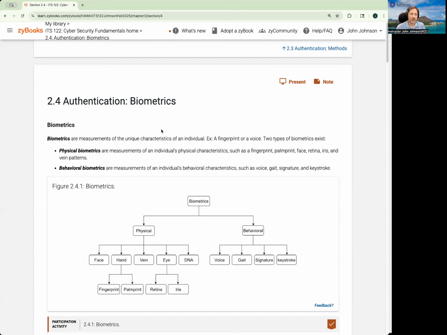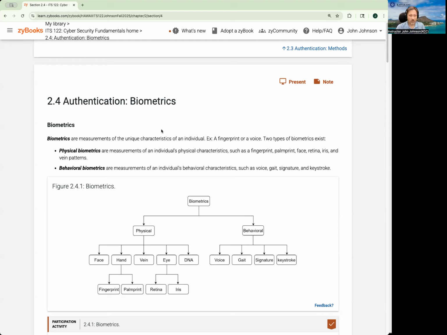Physical you can think of as things that are characteristics of yourself, like your fingerprints, your palm print, your face, your retina, your iris, and the vein patterns. Vein patterns is kind of freaky. I've never heard of vein patterns being used, but that's also a thing now.